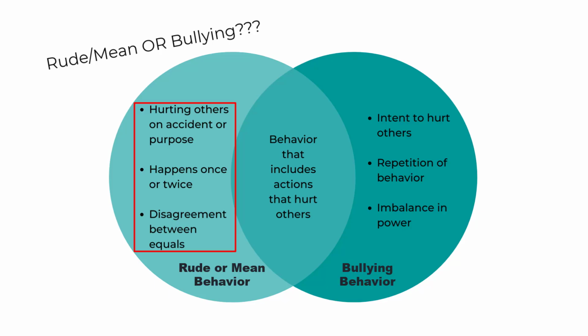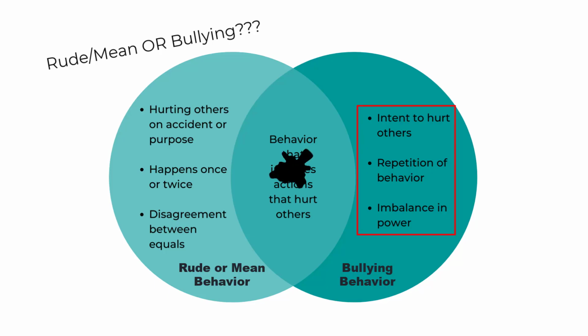On the other hand, as you look to the right side of our diagram, you can again see that we are looking for three key elements to be considered bullying behavior. First, there is a clear intent to hurt others. Next, the hurtful behavior is repeated systematically and over time. Finally, there is an imbalance in power with regard to different domains of functioning, including physical, social, emotional, or cognitive functioning.